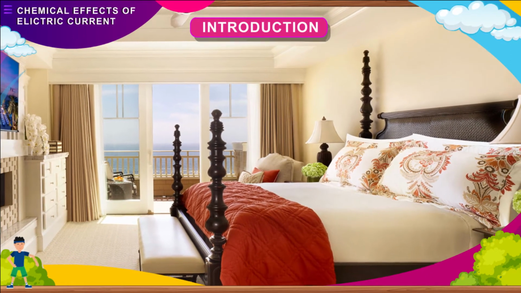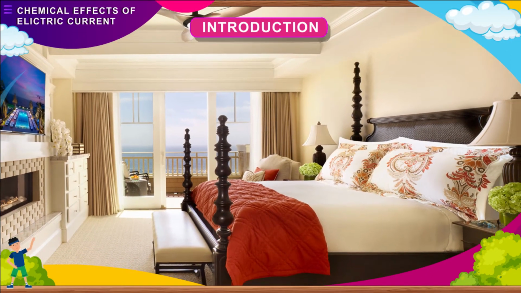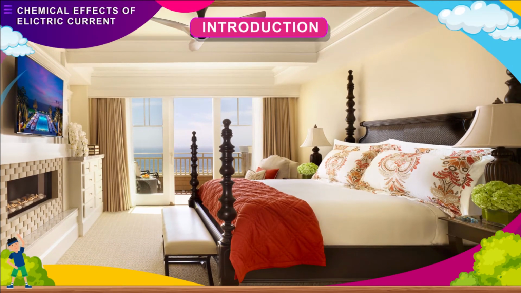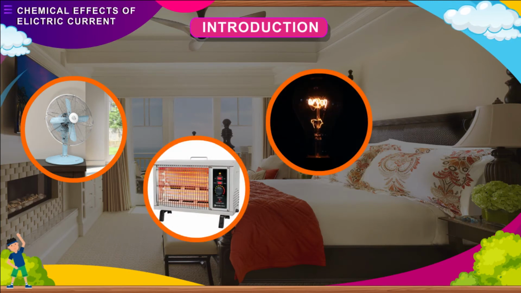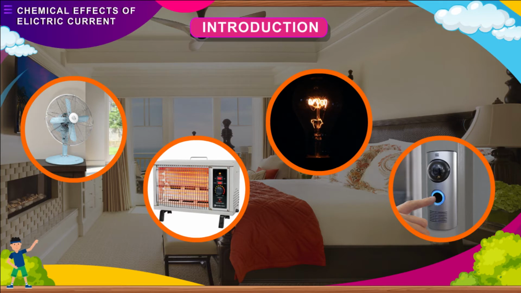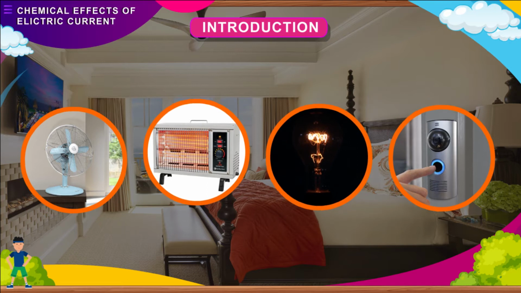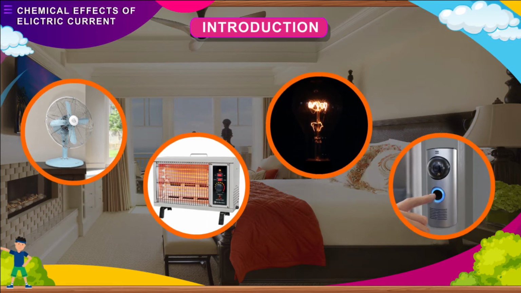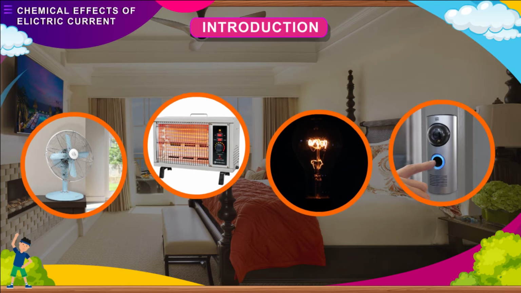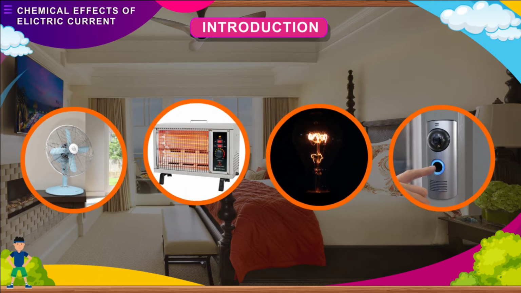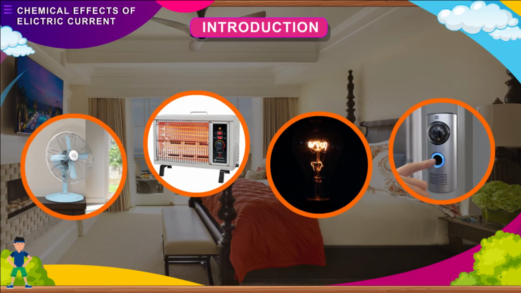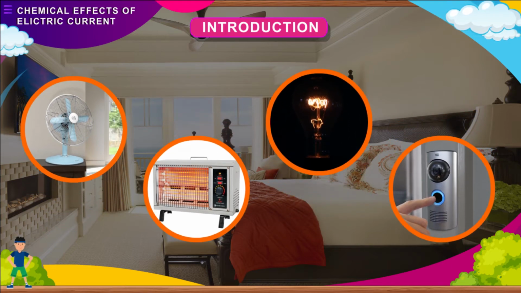Introduction. We use electricity in our homes to operate different electrical appliances such as fans, bulbs, heaters, doorbells, and various other things. These devices make use of two different effects of electric current. These are the magnetic effect and heating effect of an electric current. Another widely used effect of electric current is its chemical effect. Here, we will study the chemical effects of electric current.